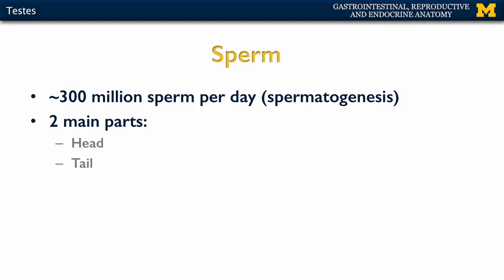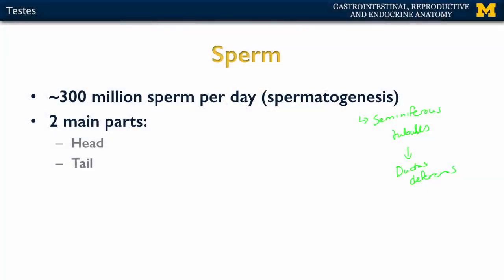Now, one of the main functions, as we discussed, is spermatogenesis, and this occurs within the testes in what we refer to as the seminiferous tubules. They will coalesce into what we refer to as the ductus deferens, which is one of the main ducts associated with the male reproductive system. You're going to have about 300 million sperm being formed through spermatogenesis per day in a typical male.